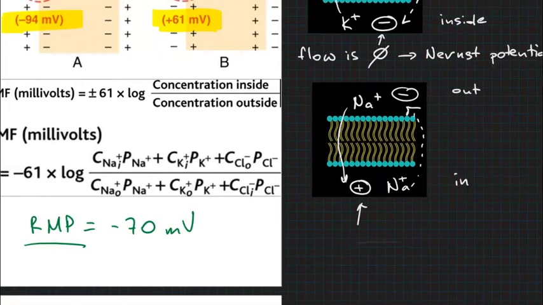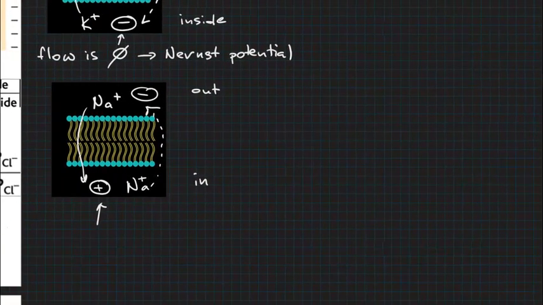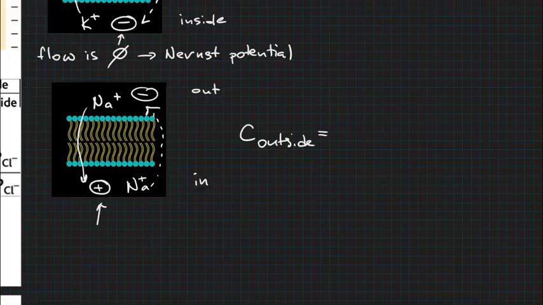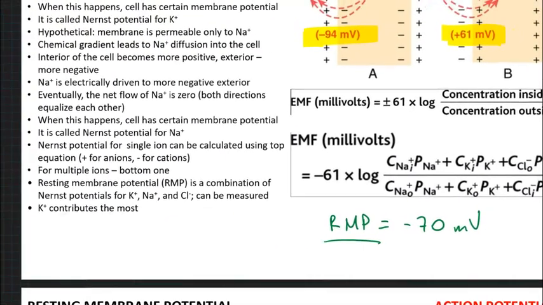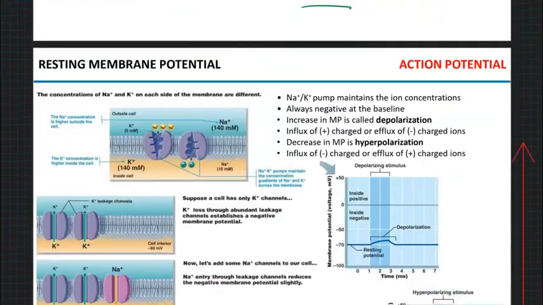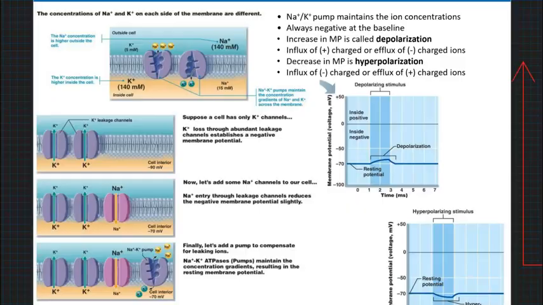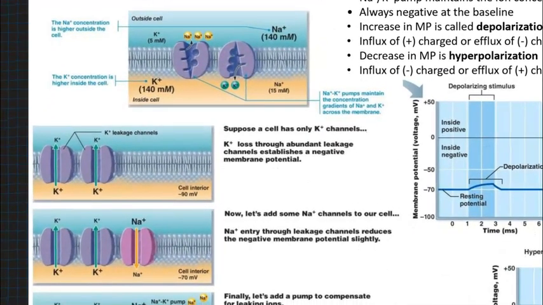Okay? Quick question. What if you have some hypothetical ion and its concentration outside is equal to its concentration inside the cell? What would be its Nernst potential? Zero, because there is no net flow to begin with. Okay? All good?